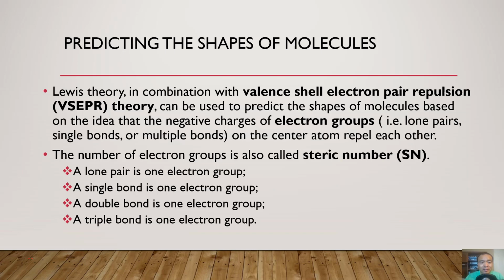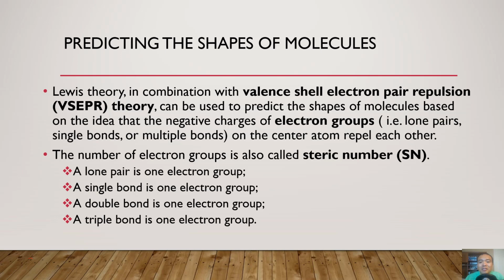Good day, everybody. Previously, we have talked in great detail about how to draw the Lewis structure of covalent compounds. And today, we are going to talk about how to use the Lewis structure to predict the shapes of molecules. This is based on the so-called valence shell electron pair repulsion theory, or VSEPR theory.